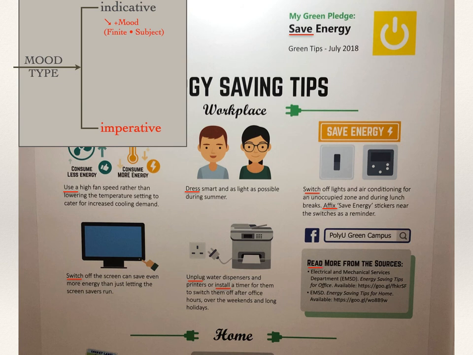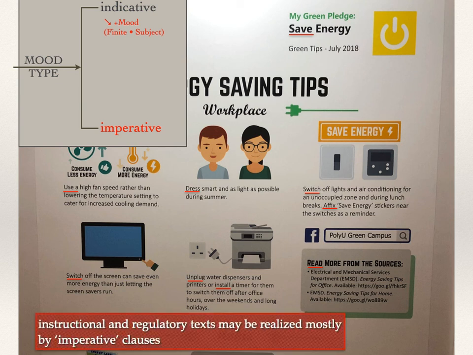And after install, finally read more from the sources. So like other instructional texts, you can expect to find that the mood type is mostly imperative. Save, use, dress, switch, affix, switch, unplug, install, read. So in the system, in the northwest corner, the choice is imperative typically here rather than indicative.